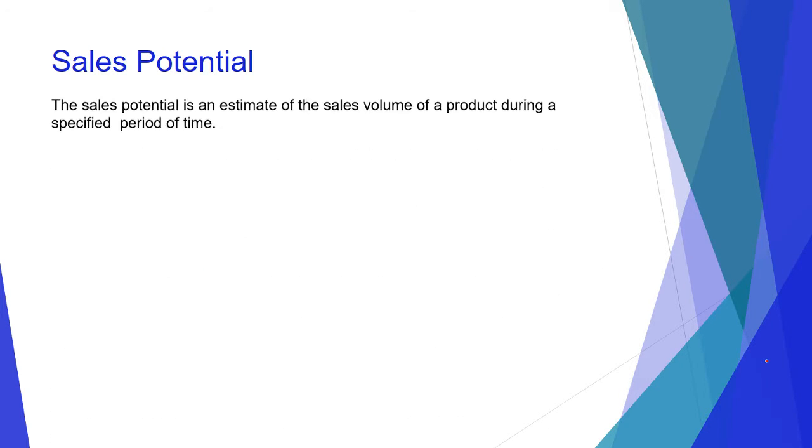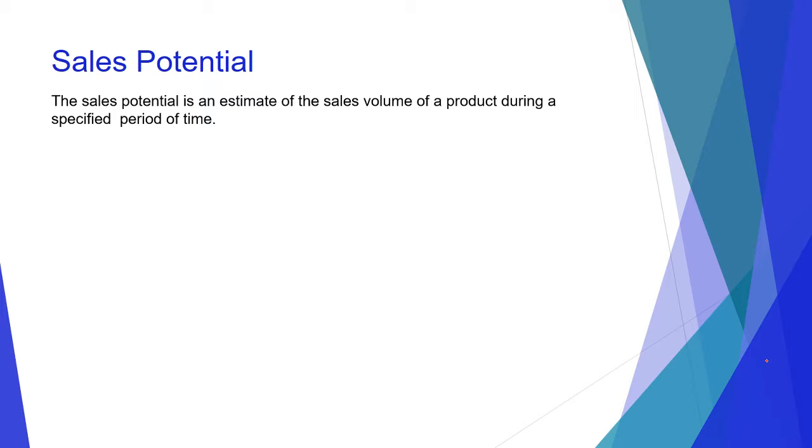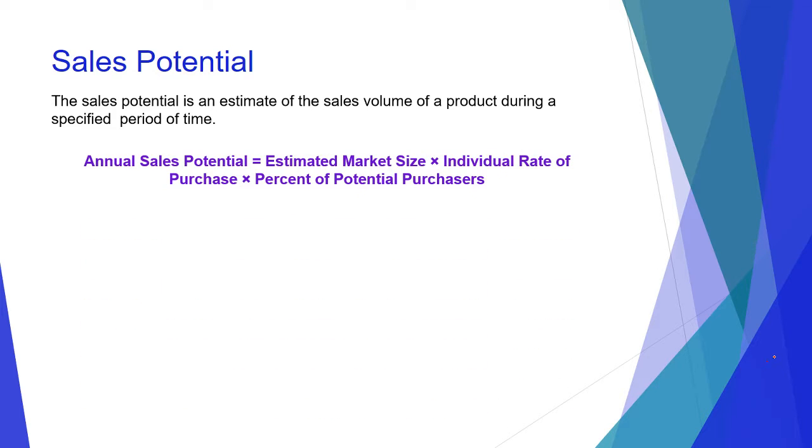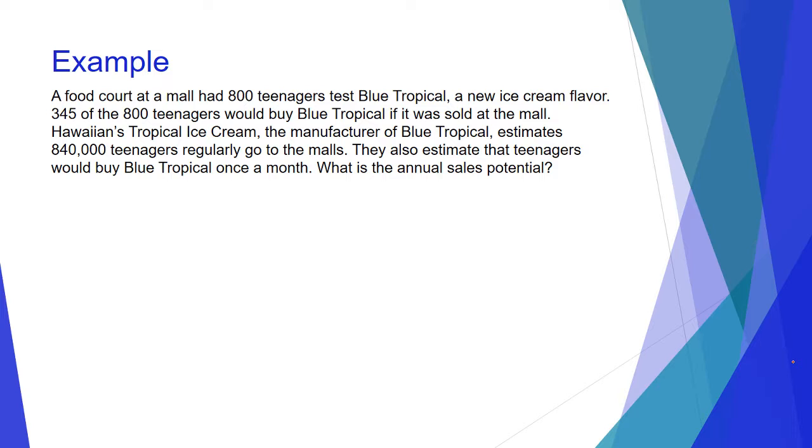Alright, next, sales potential. So remember, if you own a business and you want to see how well a product will sell, you want to kind of take a survey and all that good stuff to give yourself a sales potential. See if it's worth selling the product or not. The sales potential is an estimate of sales volume of a product during a specified period of time. So here's the formula. It's a pretty long formula. Annual sales potential is equal to the estimated market size times the individual rate of purchase times percent of potential purchasers.